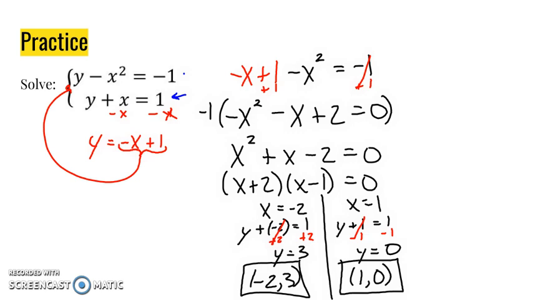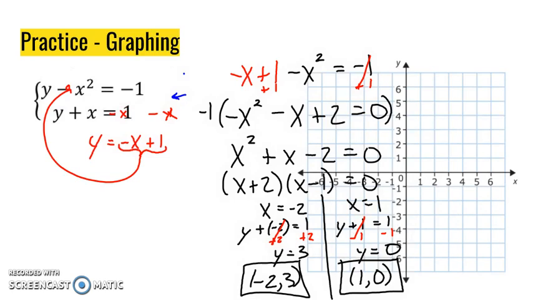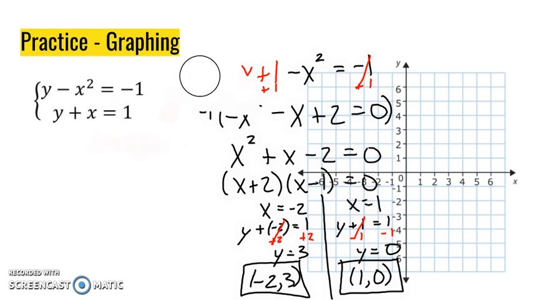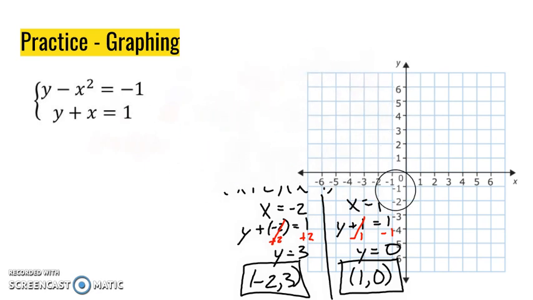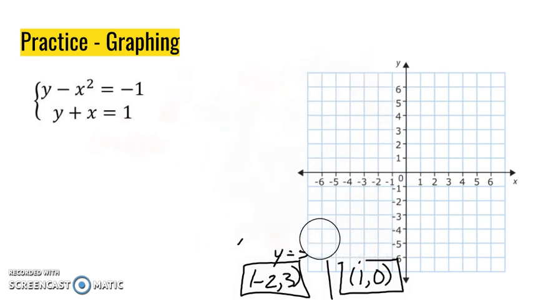Okay? Now, just like our examples before, they're going to ask you to graph these to prove that. Okay? So let's go ahead and go to the next slide. Let's graph to prove that these are in fact our answers. Okay, so what do I need to do to graph these things?